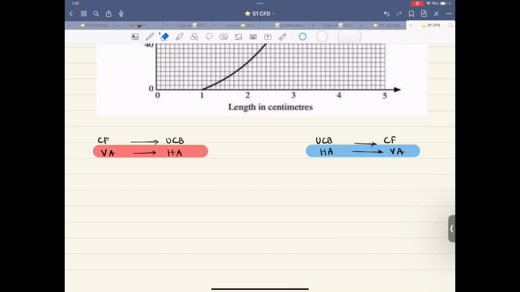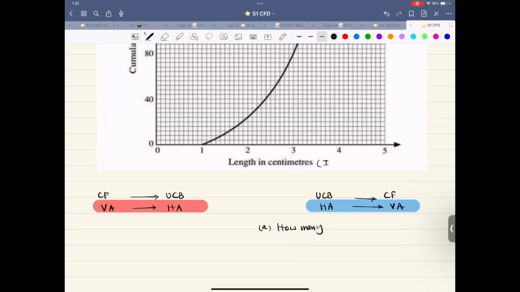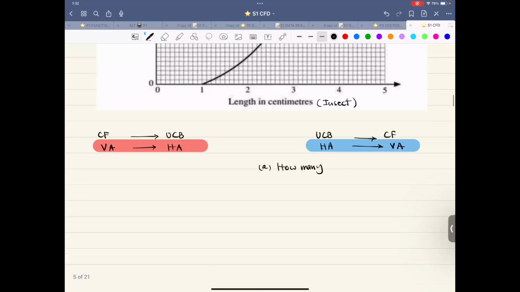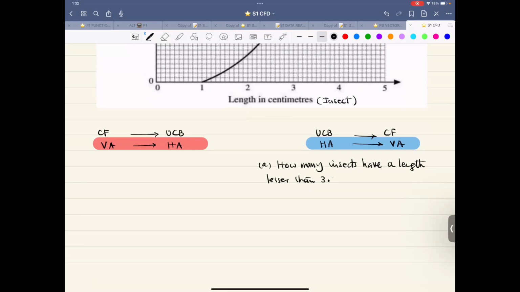Now let's say, how do we get started? Let's start with the blue one. If I say, let's say part A, how many? This is length in centimeter. Let's say it's about a leaf. Or maybe let's say it's an insect. So now the length in centimeters of the insect, how many insects of that particular variety has or have a length lesser than, let's say, 3.5 centimeters.